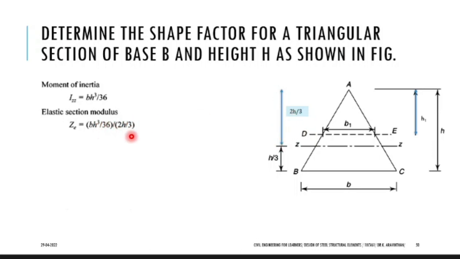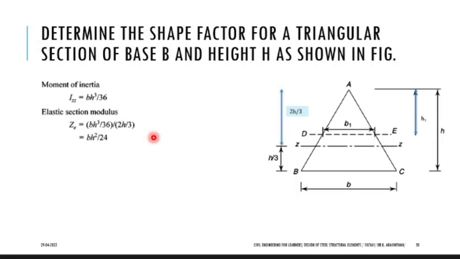You can divide this, and what will be your answer? ZE equal to B H square divided by 24. You will be getting this answer. Now ZE is over. You have to find ZP. How to find that? What are the components you need? Do you know the formula for finding area of a triangle?